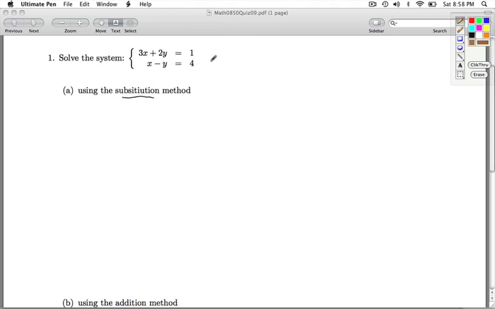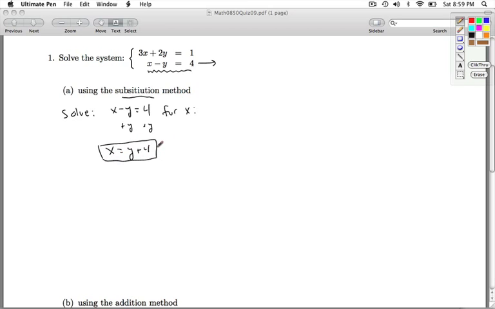So for the substitution method, I pick one of these equations, solve for one of the variables, and substitute into the other equation. This equation looks easy. I can easily solve this equation for x. So I'm going to solve x minus y equals 4 for x. And the way I do that is I add y to both sides, and I get x equals y plus 4.